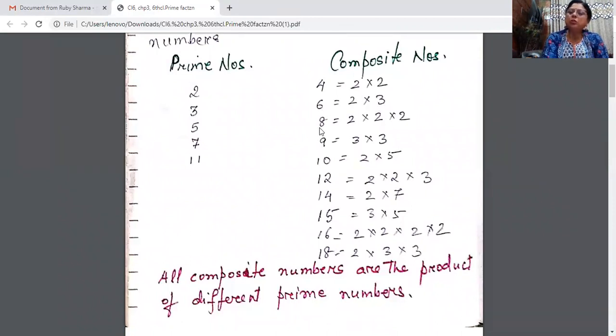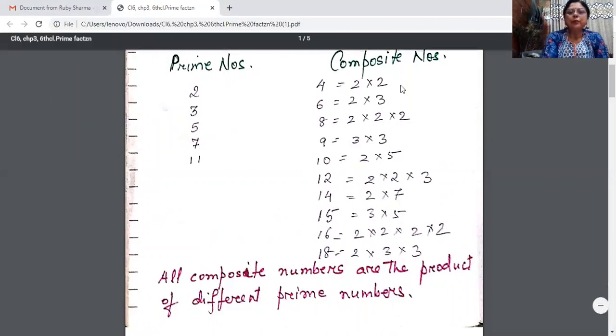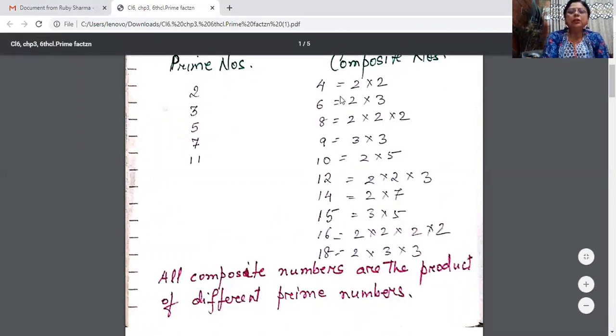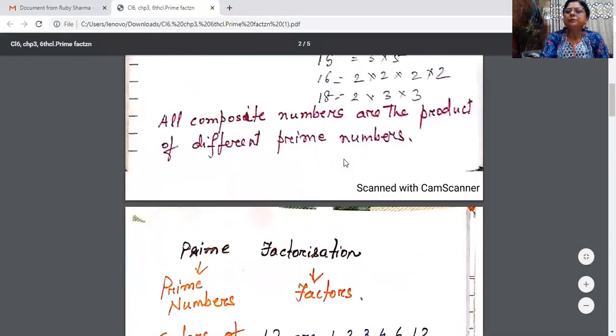The next composite number is 8. 8 is equal to what? 2 into 2 into 2. 9 is equal to 3 into 3. Similarly, you see all the composite numbers are expressed as a product of different prime numbers. Isn't it? So, in context to that, you can say prime numbers are building blocks which are combined as a product to give you composite numbers.